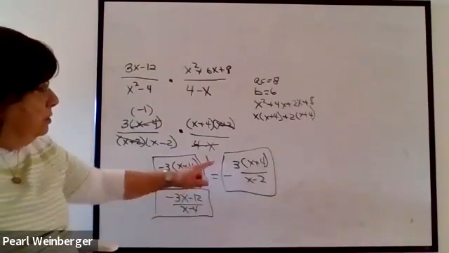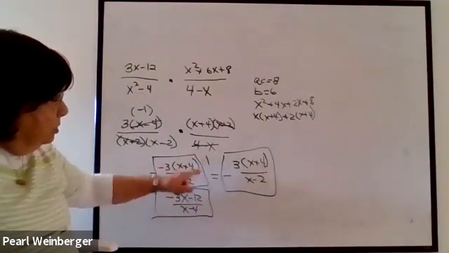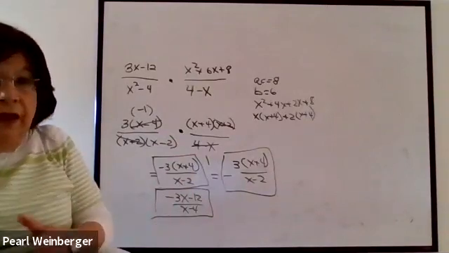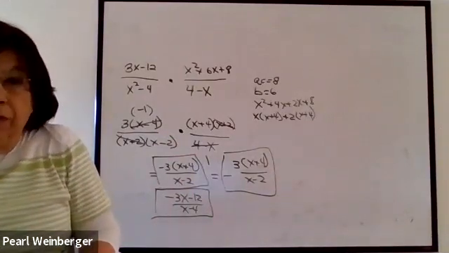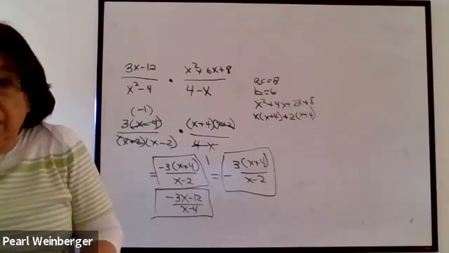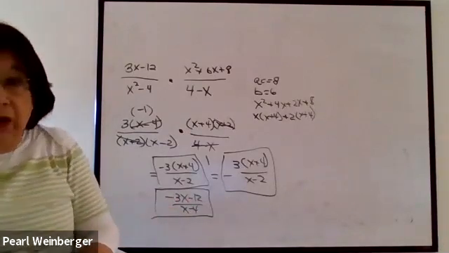I have a tendency to leave it in factored form. I usually don't distribute it, because maybe I would want to do something else with it. I think factored form is a simpler format, but this is not wrong. This is considered a very good answer.